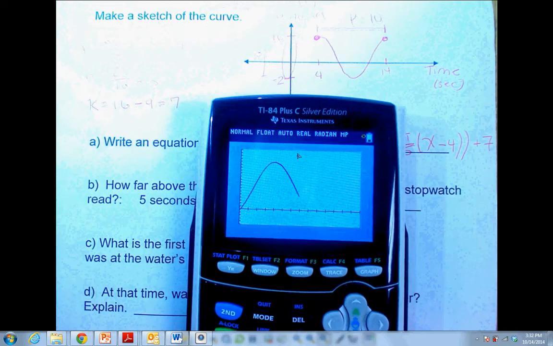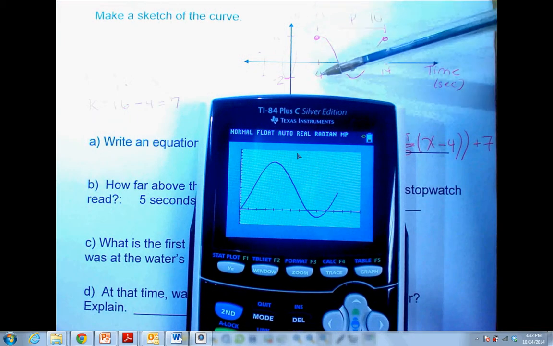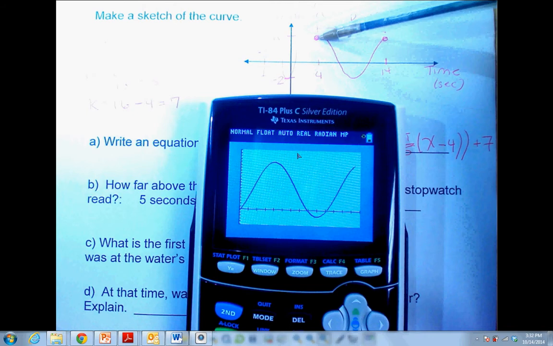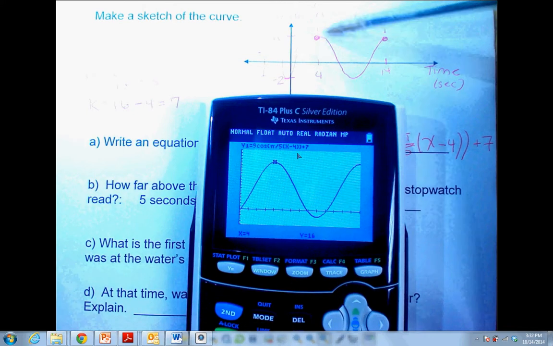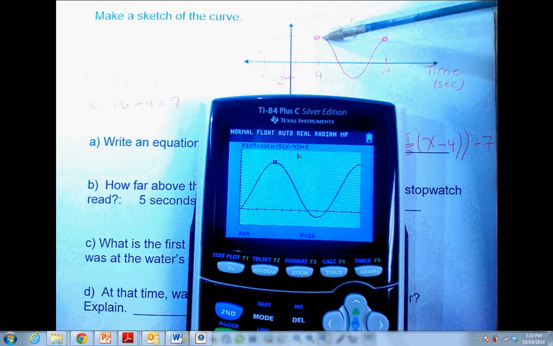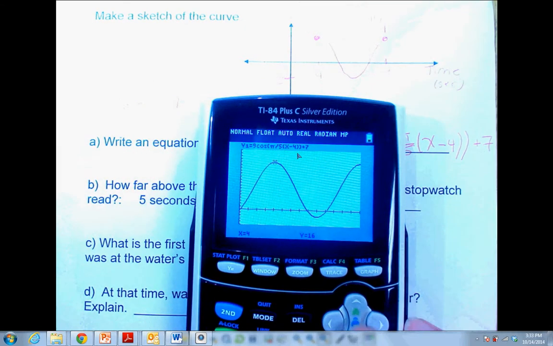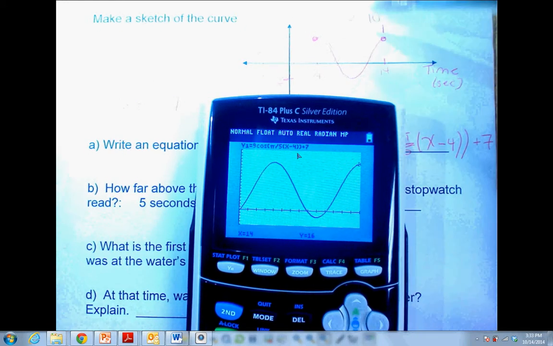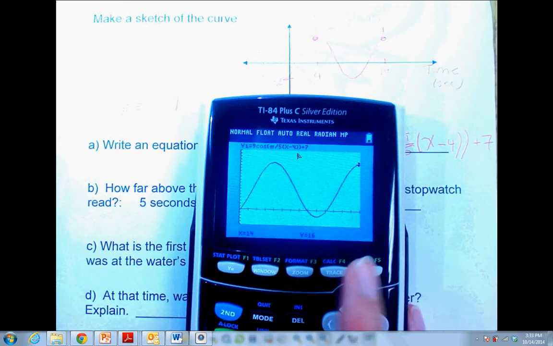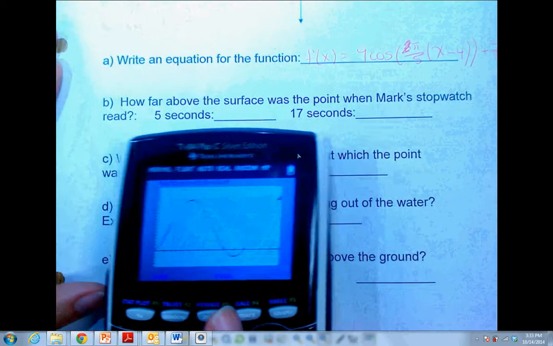So to check to make sure my graph is correct, I'm going to make sure that this point is a part of my graph. So I'm going to press trace, x equals 4, and that should give me 16, which it does. So this looks like it is correct. From here to here looks just like this one. I could also type in 14 and make sure that also gives me a 16, and it does. Okay, so using this, let's answer some questions.